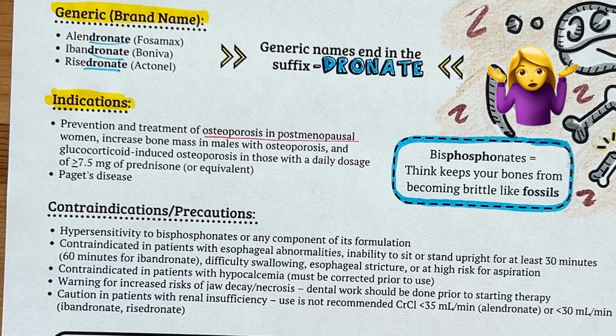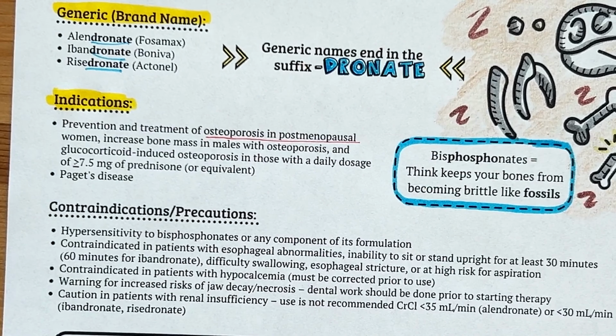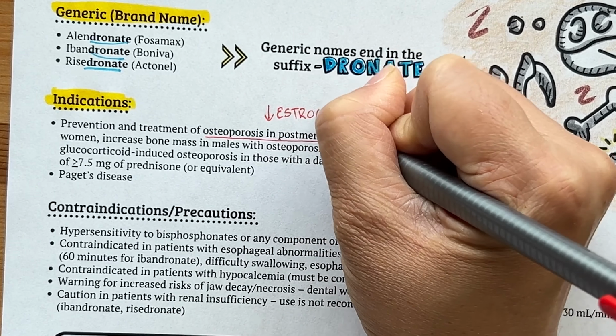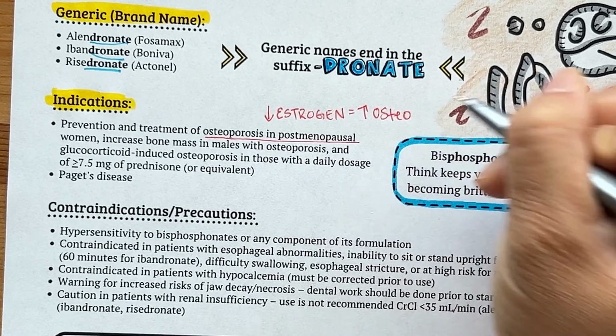So why does this disease state unfairly target women? Thanks for asking. Well, studies have shown that estrogen deficiency is closely related to osteoporosis. During the menopausal transition period, the drop in estrogen leads to more bone resorption than formation.